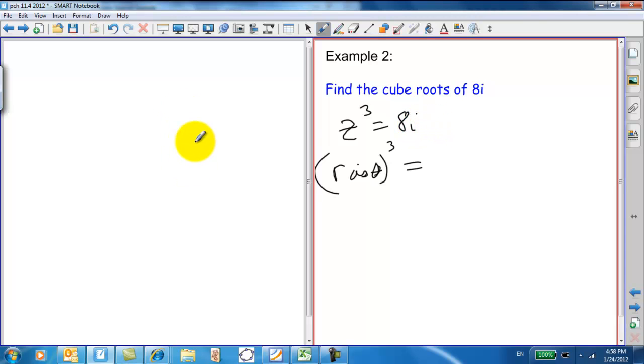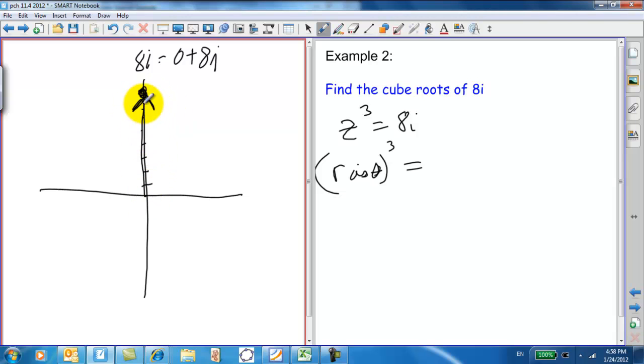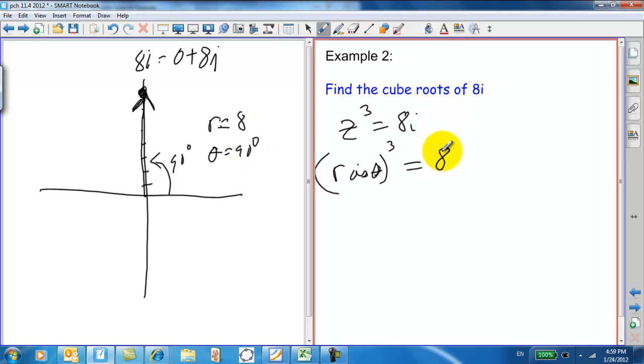And this is where a lot of kids get confused. Let's take a look here. Where is 8i? 8i is straight up here. 1, 2, 3, 4, 5, 6, 7, 8. This is 8i. It's 0 plus 8i. Now just look at it. You've got to be able to eyeball this conversion quickly and not sit there and worry about all the formulas and r and tangent and all that. Look at it. You're going straight up like that. That's a 90-degree angle, right? And it's 8 away. So r equals 8 and theta is 90 degrees. That easy. 8 cis 90.